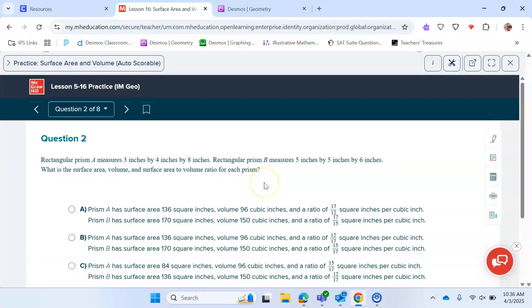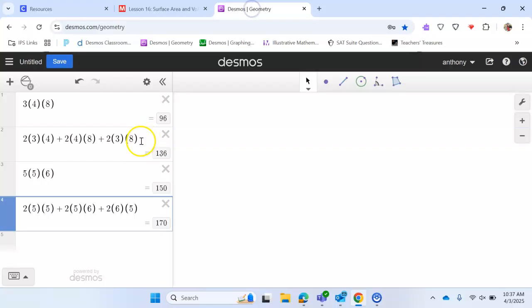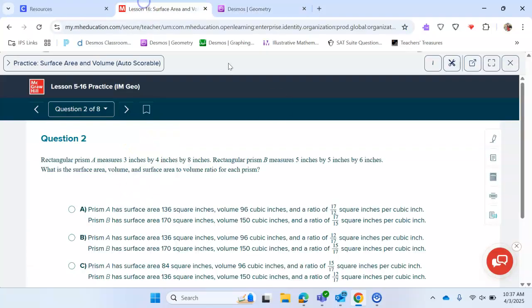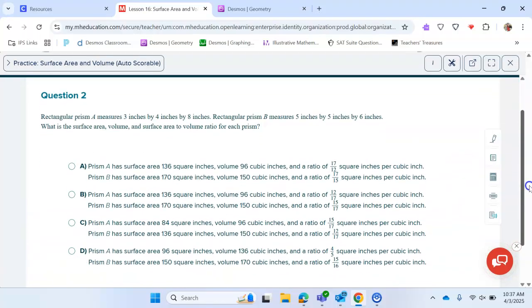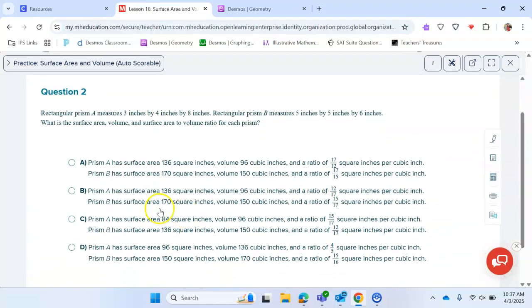In a ratio of surface area to volume, the surface area of both is greater. So it would be 17/12 and 17/15, not 12/17 and 15/17.